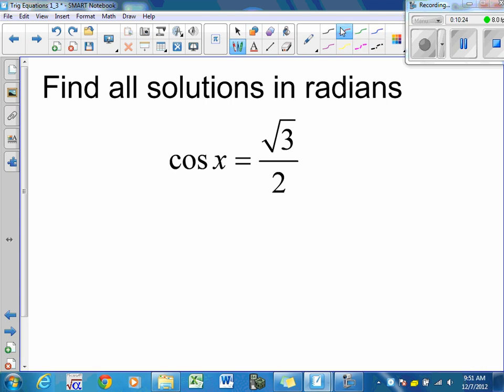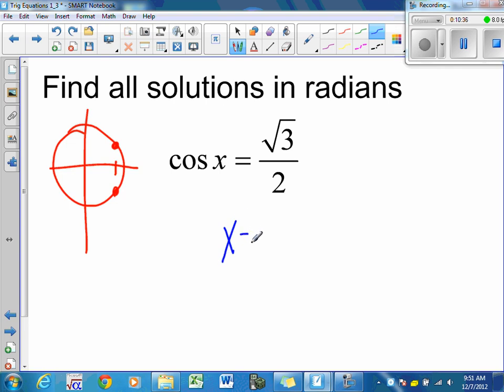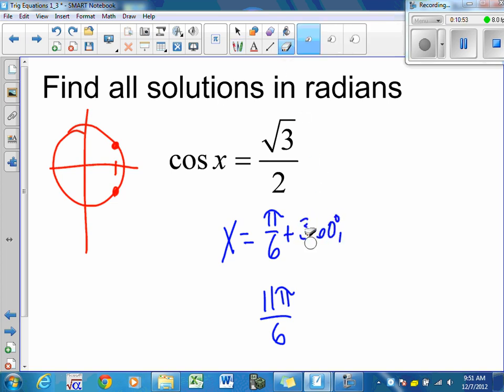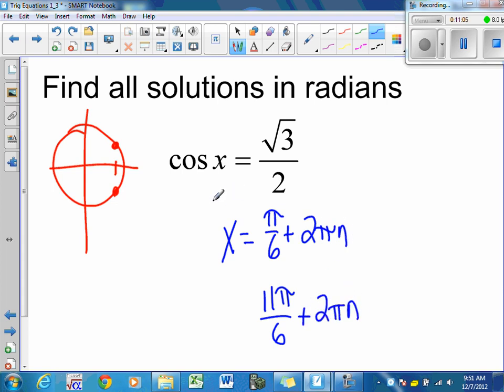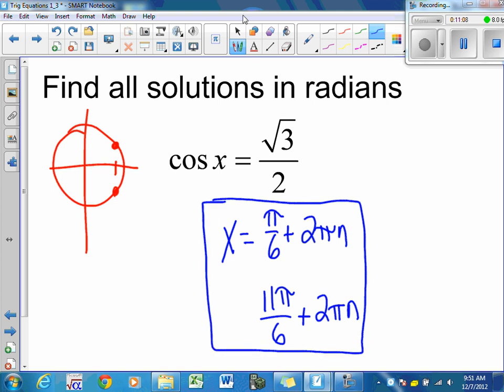Sine equals square root of 3 over 2. So first let's solve this. Unit circle, sine square root of 3 over 2 is here. So we get this point, and we get this point. So our two answers are, I'm going to go with radians, pi over 6 and 11 pi over 6. And then I add 360, I am in radians, so I add 2 pi n to each. And there are my answers.